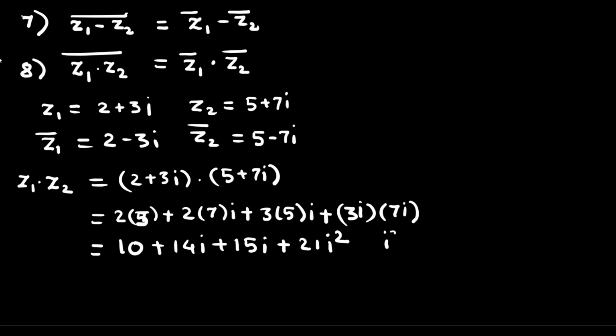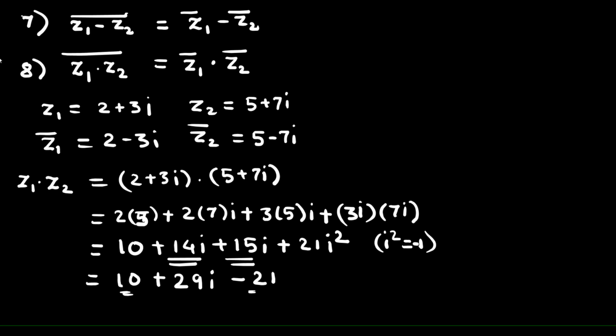But we know that i square is equal to minus 1, so we'll use that value. It is equal to 10, then plus 14i plus 15i, that will be 29i, and again here we get minus 21 because i square is equal to minus 1. Now 10 and minus 21 will be minus 11 plus 29i. Okay, so that is the value for Z1 into Z2.